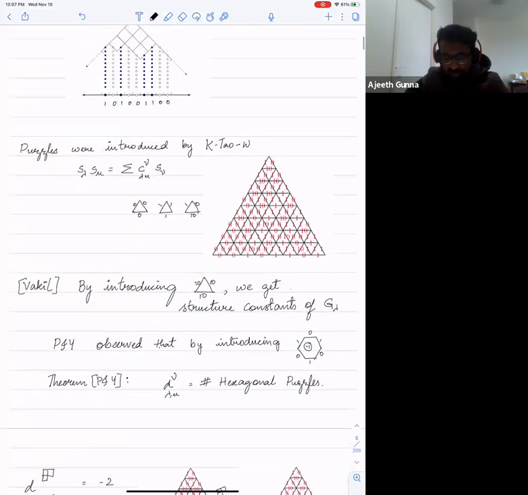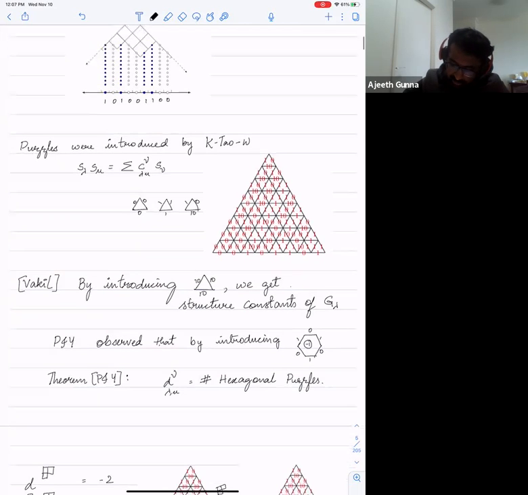And puzzles were introduced by Knutson, Tao, and Woodward, and they compute the structure constants for Schur polynomials. So what is a puzzle? A puzzle is a tiling of an equilateral triangle with three little pieces, and the boundary is encoded as lambda, mu and nu. Then the number of ways to fill this triangle with these little pieces is equal to this coefficient, the Littlewood-Richardson coefficients.